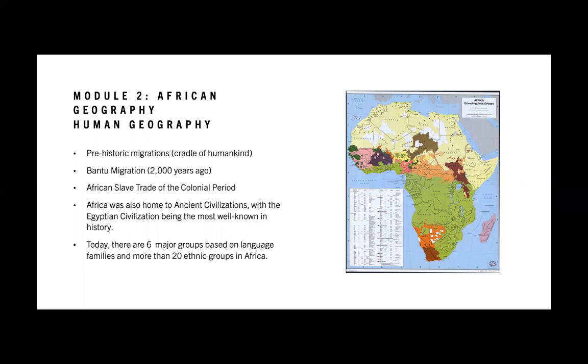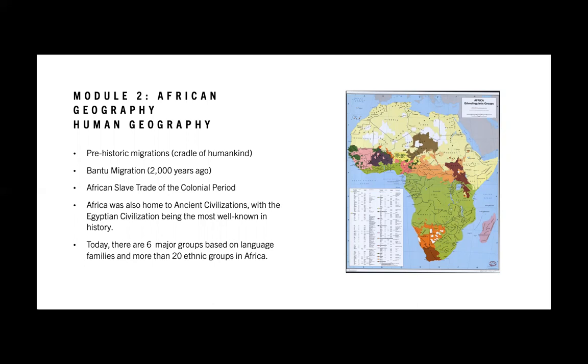This is also where the African slave trade of the colonial period occurred. So that's another major migration, kasi itong slave trade na to yung magiging reason bakit may mga African descendants na makikita sa American continents, sa North and South, sa Caribbean, and also in Europe. Africa was also home to ancient civilizations, with Egyptian civilization being the most well-known in history.